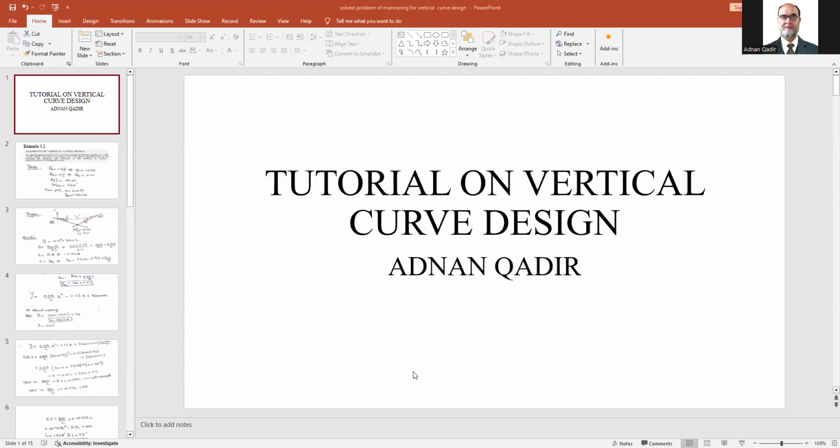The topic we're going to cover here is simple solved examples to design a vertical curve, and try to summarize it in the easiest manner so that the student can understand it very easily. So first, let's go to example 3.2.